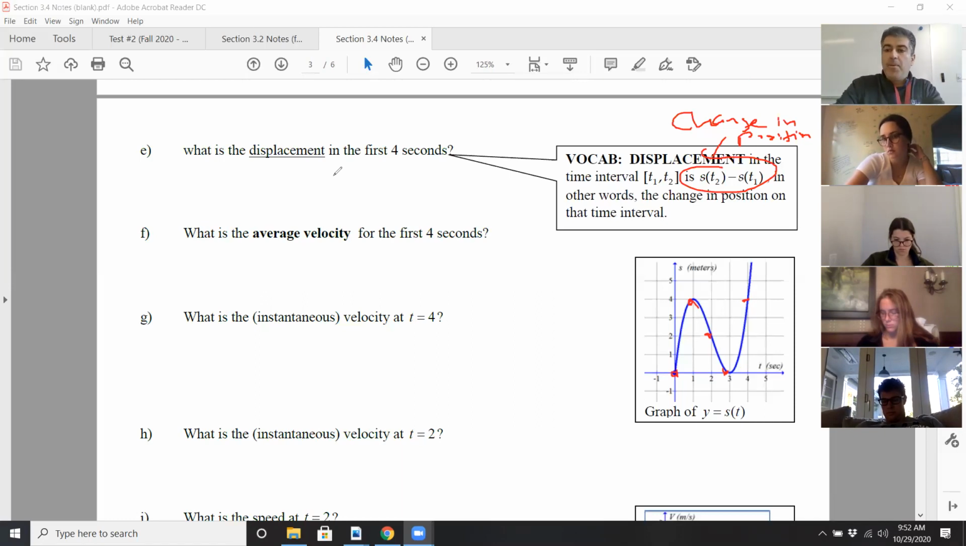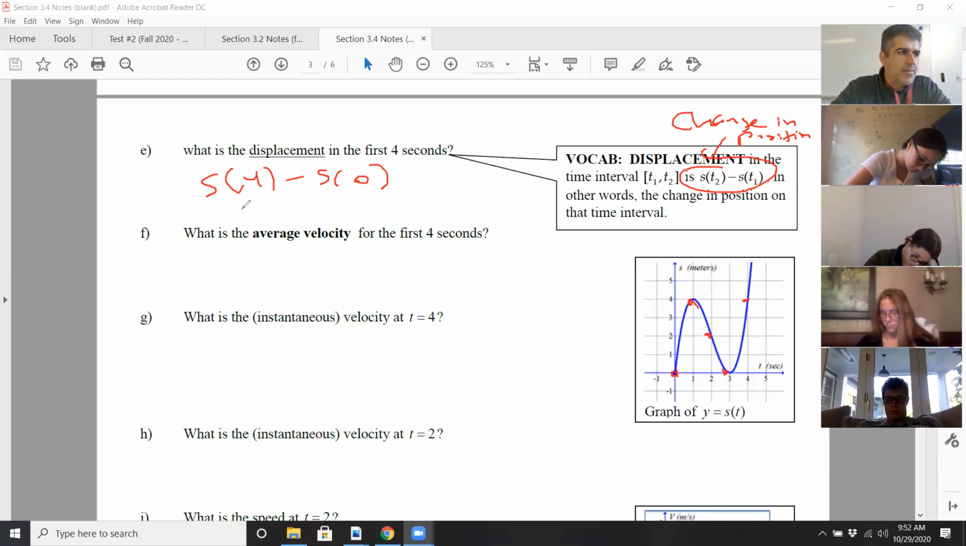So if you have a Fitbit or some sort of device on your phone or wearable that tracks your steps, it doesn't know calculus. It just knows the distance you traveled, because I'm burning calories as I'm moving, right? But displacement is simply changing position. So for the first 4 seconds, I'm doing S of 4 minus S of 0. So it's just going to be 4 minus 0, or 4 meters.